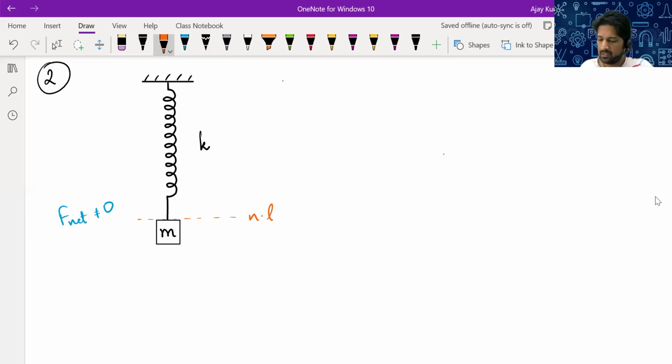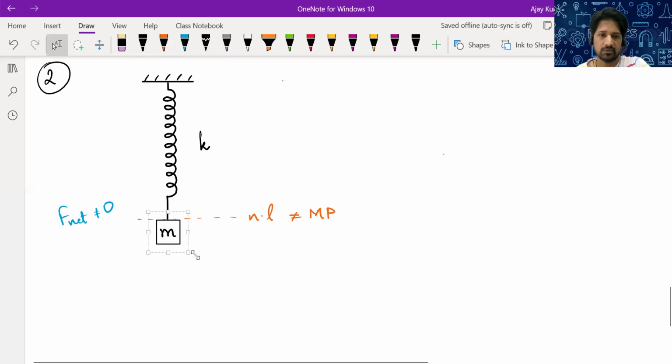So this time, natural length is not the mean position. Mean position is the position where the net force on the object becomes zero. So this will not be the mean position this time. If we release this system from here, we know it will go down because mg will dominate. There's no spring force, but weight is there.